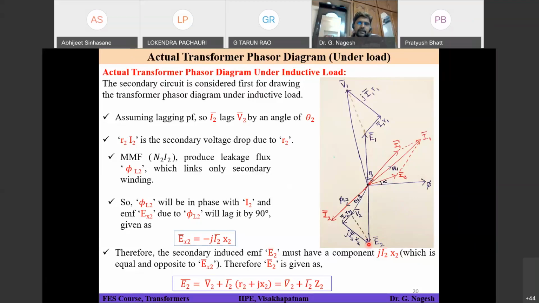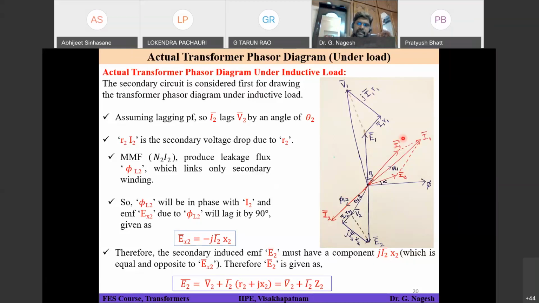If there is a secondary current I2, the job of I2 is to reduce the flux in the core, because the direction of I2 will be such that it will reduce the main flux. But since the voltage is connected, a fixed voltage coming from the grid, 230 volts, if it is trying to reduce the flux, accordingly some extra current will be drawn from the primary side, which is called the load component of primary current. So whenever I2 is flowing, automatically I1 dash will be drawn from the primary side.